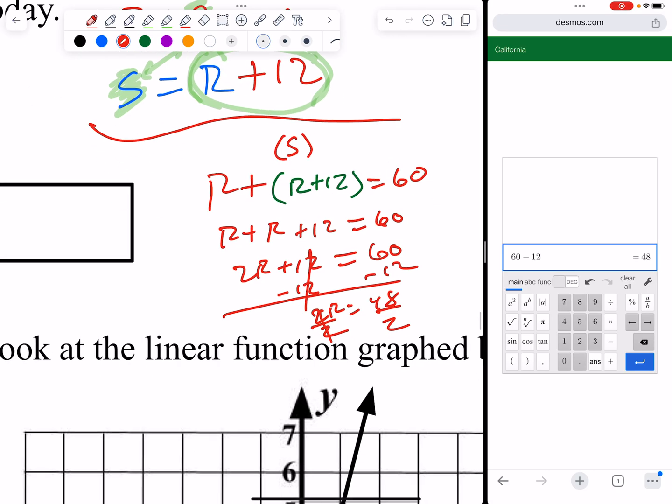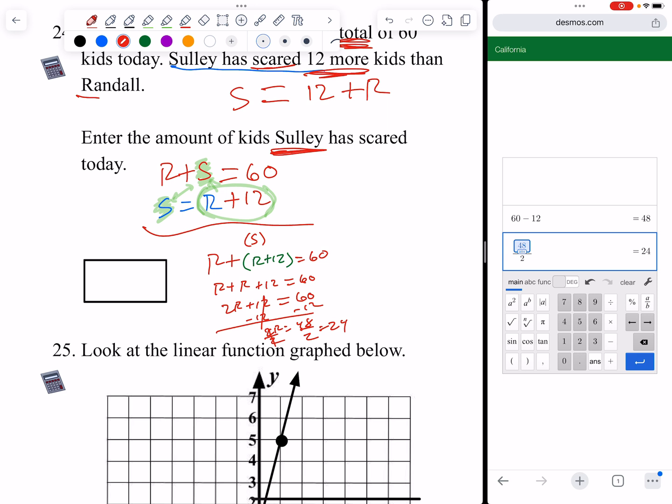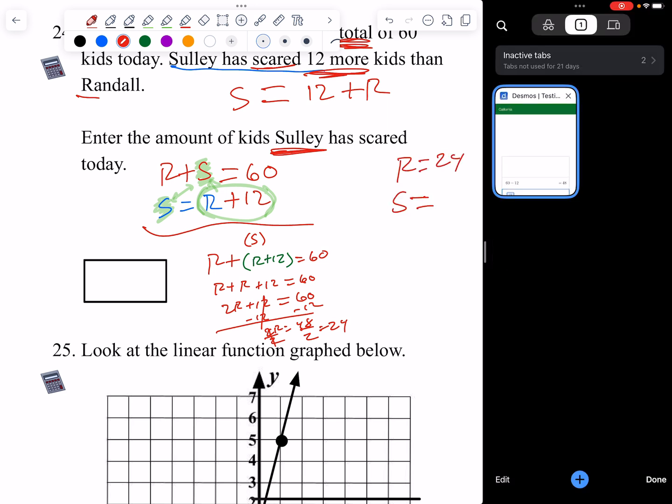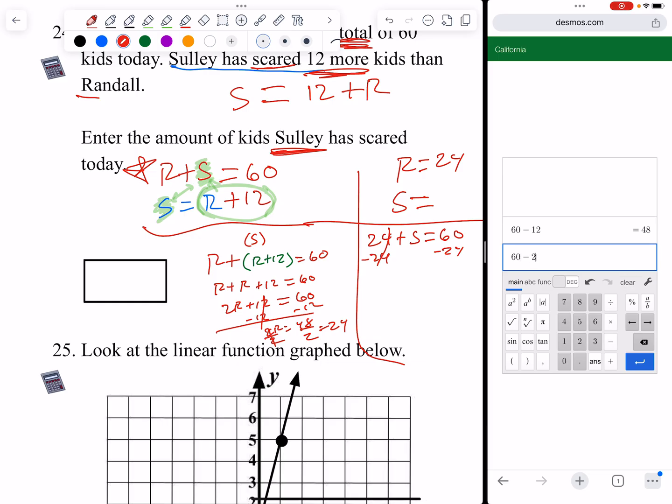And I got r equals 24. Is that what I want? To enter the total number of Sully. So if r equals 24, how much is Sully? So I'm going to go ahead and use this equation. So 24 plus Sully equals 60. So minus 24, minus 24. And then I can see that 60 minus 24 is 36. So Sully is 36.